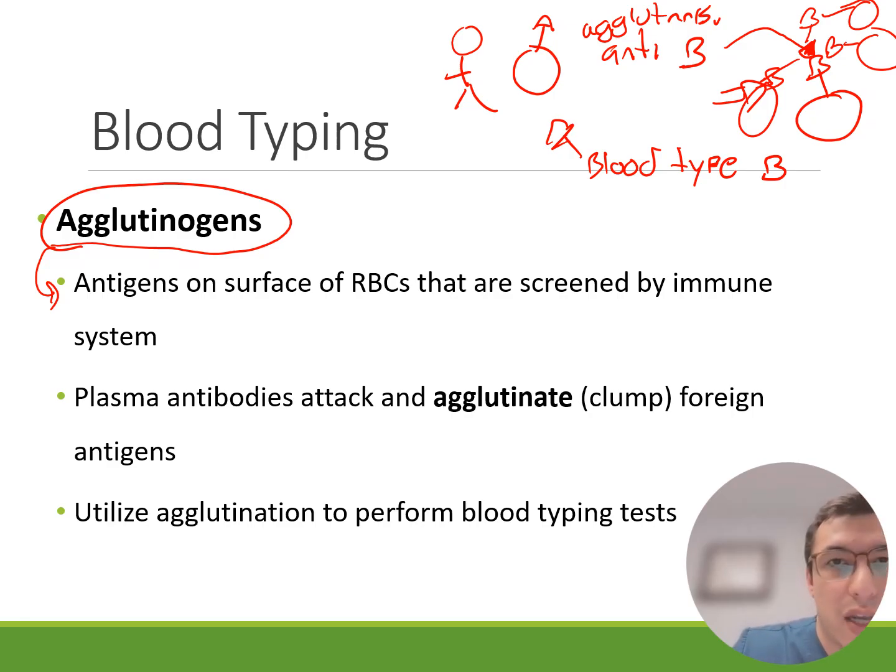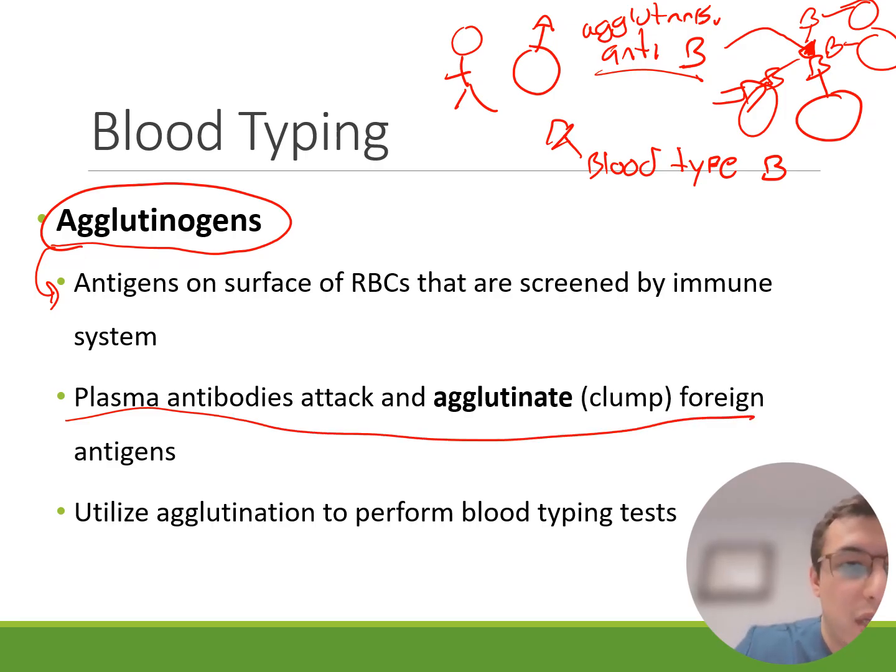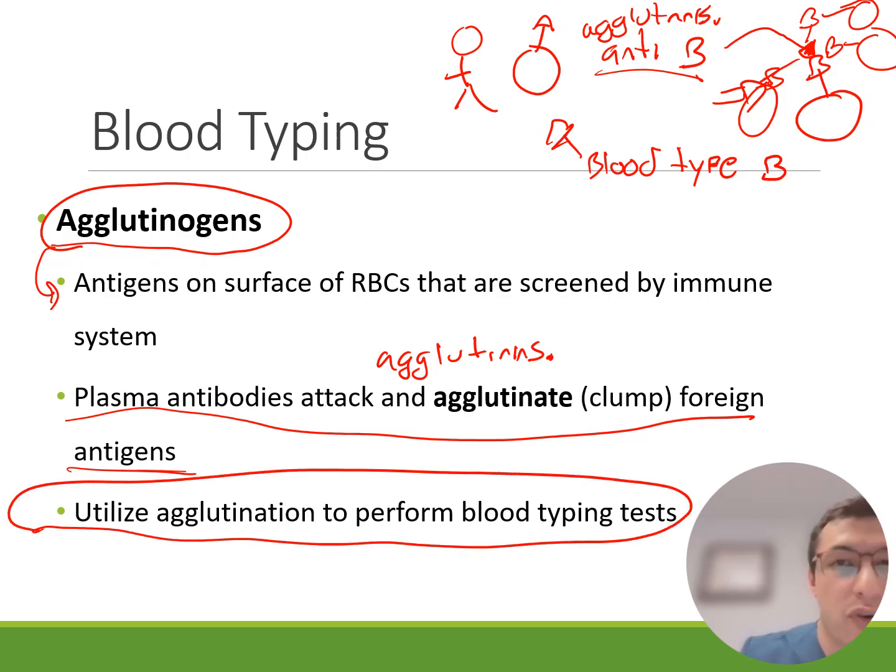Like we saw over here, this surface antigen was B and it was foreign to this person. So the antibody attacked that agglutinogen. Now that agglutinogen started clumping other cells here. This happened because of the agglutinin, which is the antibody. Plasma antibodies agglutinate or clump foreign cells. These plasma antibodies are agglutinins. We use agglutination to clump those foreign cells and destroy them. Once they're clumped together, you can hemolyze them.